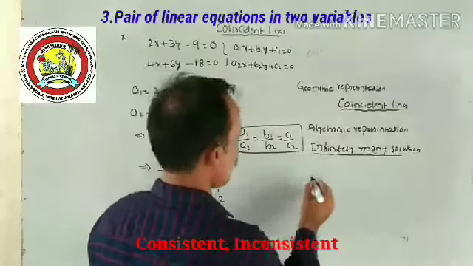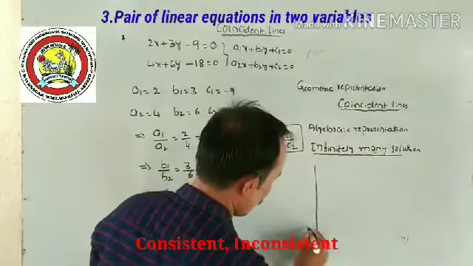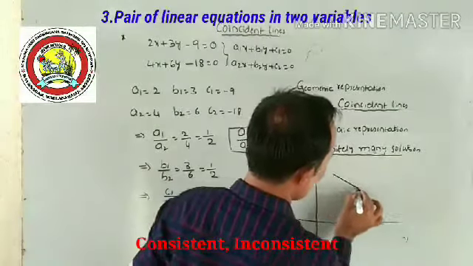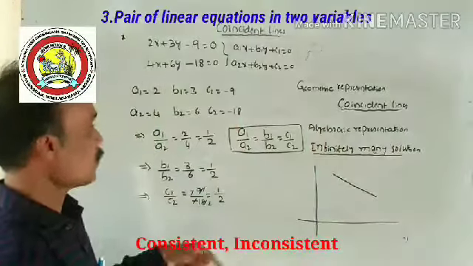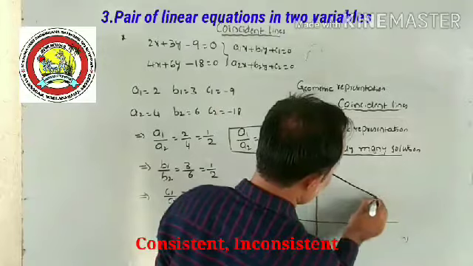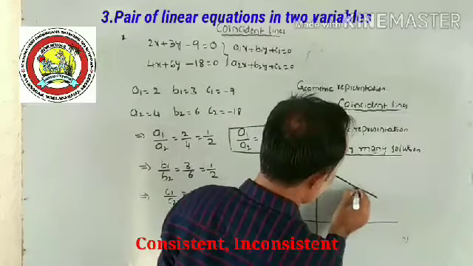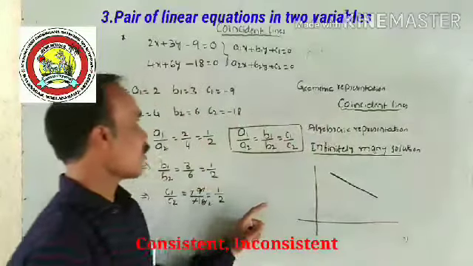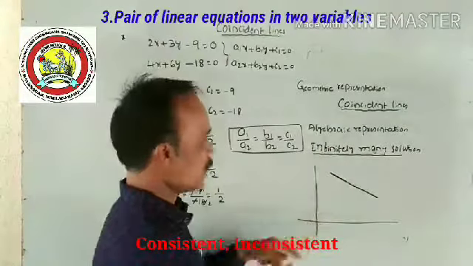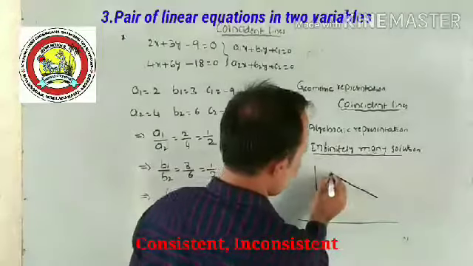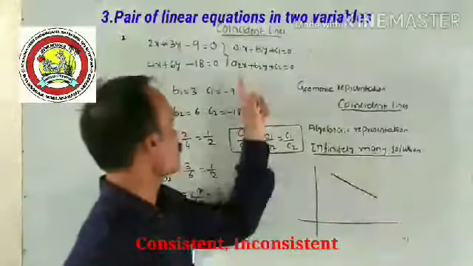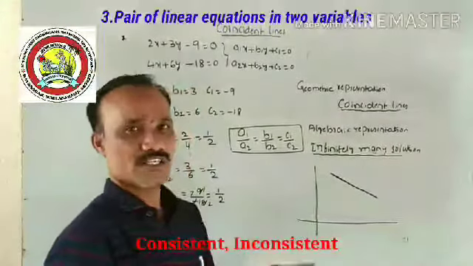Coincident line, I will show. What is the meaning of coincident? For example, this is line number 1. What about line number 2? Exactly the same line, one over the other. The graph of both equations is like this one. Same line, then it is called coincident. This is the first graph, and again on the line we get the second graph, that is the second equation. This is called coincident.